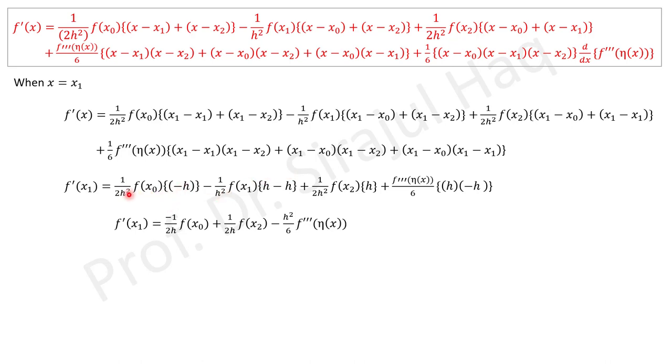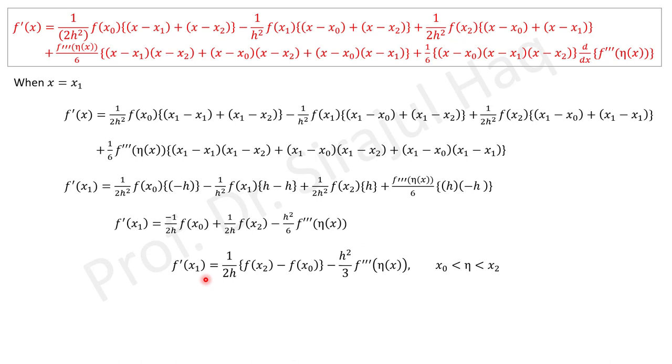This h will cancel with this h, and this h will cancel with this h. So minus 1 divided by 2h f of x0 plus f of x2 divided by 2h, plus the error term. So this will be minus h square divided by 6 times the third order derivative of the function.